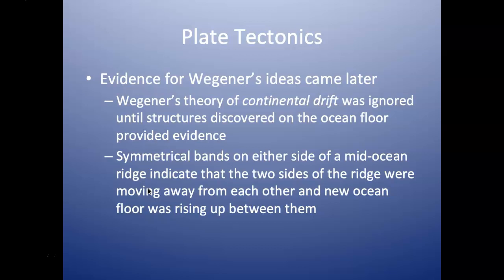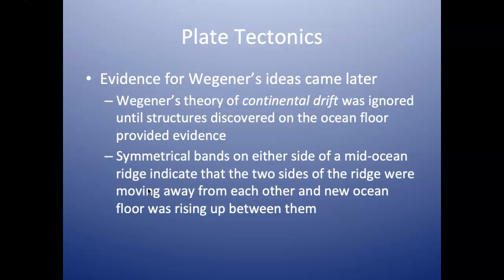So, although Wegener thought that fossils were enough evidence to support this idea, more evidence was found later on when we examined the structure of the ocean floor more, and we were able to find that the ocean floor actually gave us symmetrical bands that were forming on either side of what we called the mid-oceanic ridge. And those bands then indicated that the two sides of the ridge were actually moving away from each other, and new ocean floor was rising up in between them.